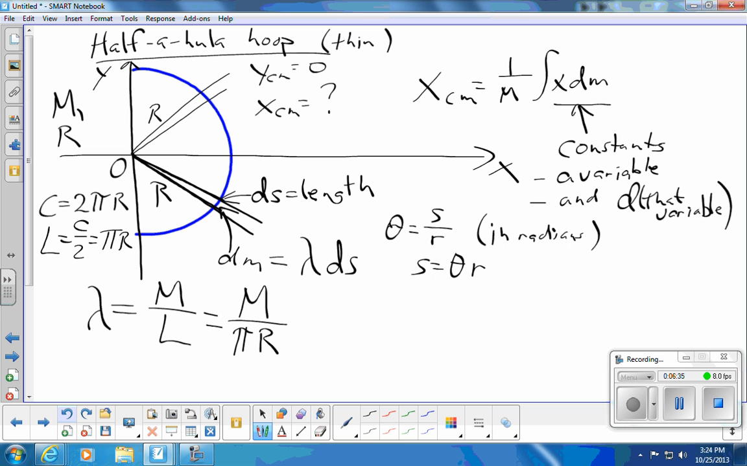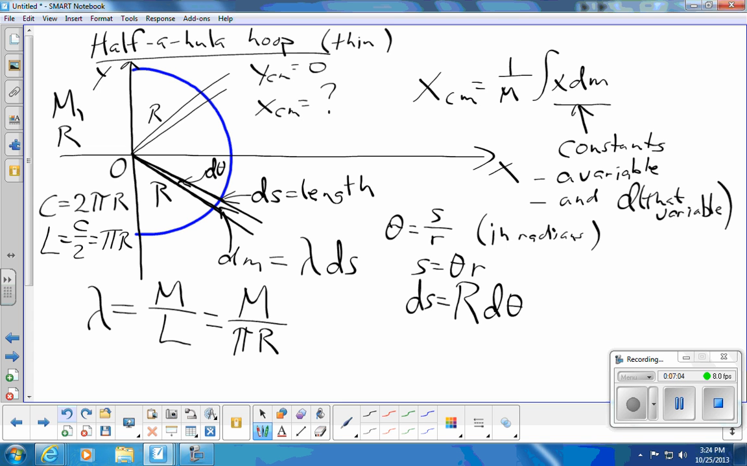The angle of this tiny, tiny little piece of pizza pie is an infinitesimally small angle, and so I'm going to call that d theta. So the arc length equation, for the purposes of this problem, becomes ds is equal to r, the radius of the whole thing, times d theta.